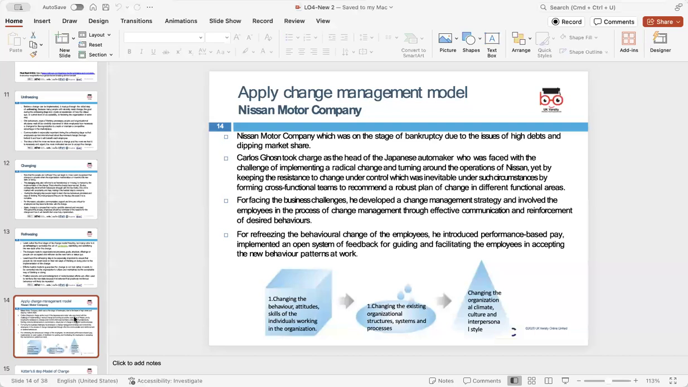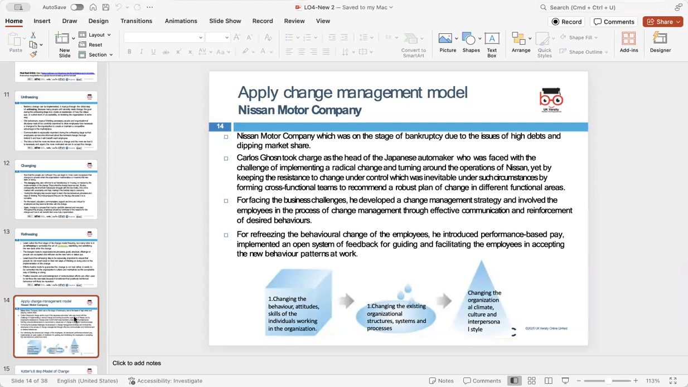he was their chief executive. So he recognized the need for radical change. However, he also understood the importance of managing resistance to change, which would inevitably arise during such a challenging transition. Ghosn formed cross-functional teams to develop a robust plan to change across different areas of the organization. By involving employees in the process, he ensured effective communication and promoted a sense of ownership in the change.